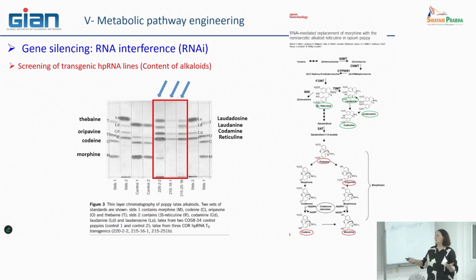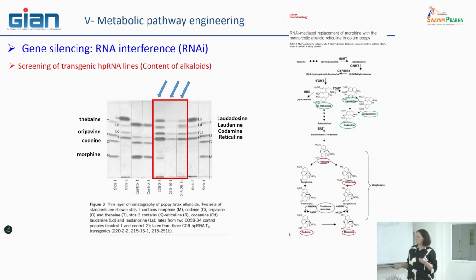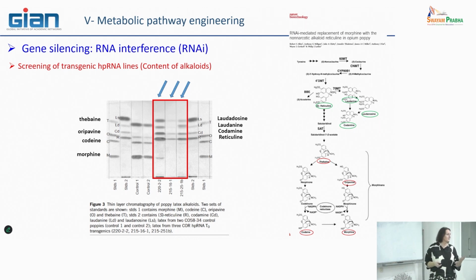So in this case, we can see this one is not really silenced. And in this case, we can have production of morphine, but we can see also a very, very high accumulation of codamine, for example, and reticulin. And here, the two other lines are really interesting because they don't accumulate any morphine and also any codeine, which is very interesting because it means that they have been completely silenced.